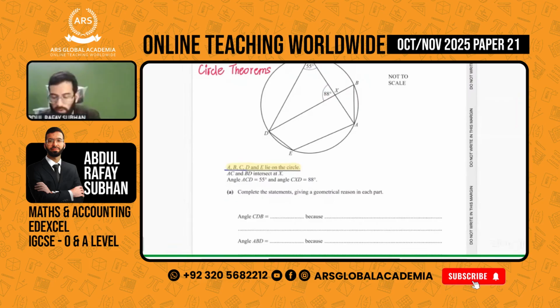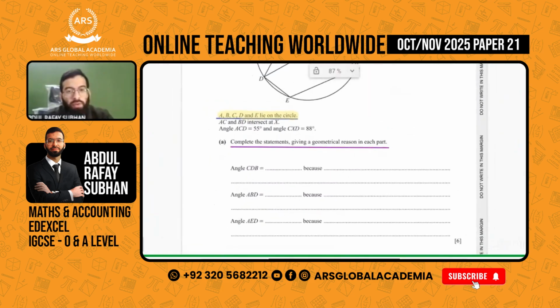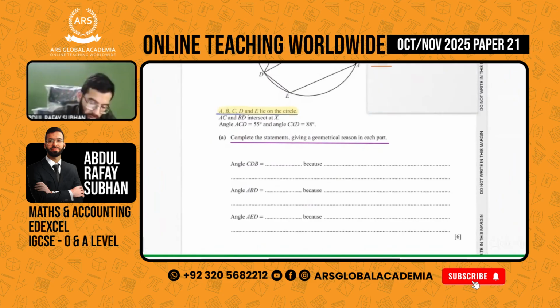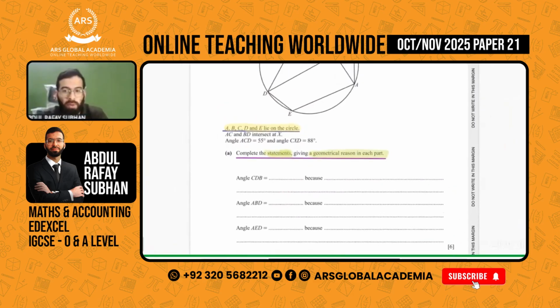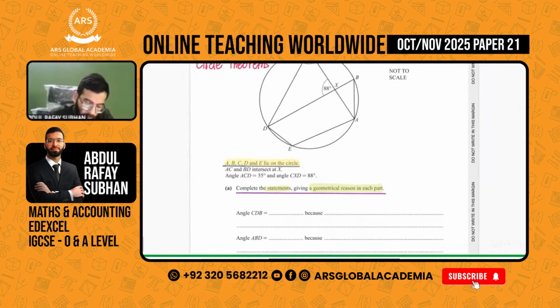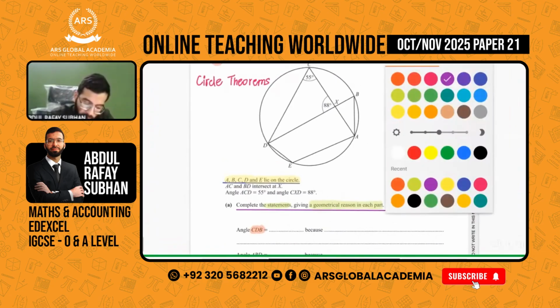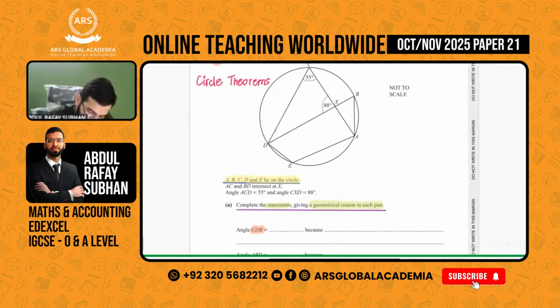We have to complete the statements giving a geometrical reason for your answer, in each part. So the first thing is we have to get angle CDB, which is this angle here.